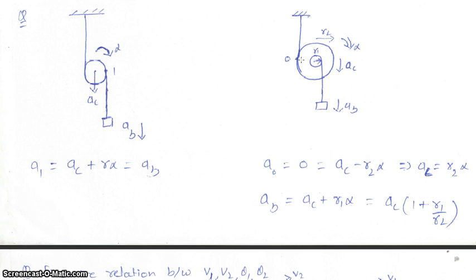And in this diagram, AO will be 0 because it's fixed. So by assuming AC is the acceleration and alpha, AC will be downward and R alpha will be upward, so they will cancel each other, and this will be R2 alpha in fact. So AC equal to R2 alpha, and if we calculate acceleration of this point, that will be AC downward and R1 alpha also downward. So we'll add them to get this.